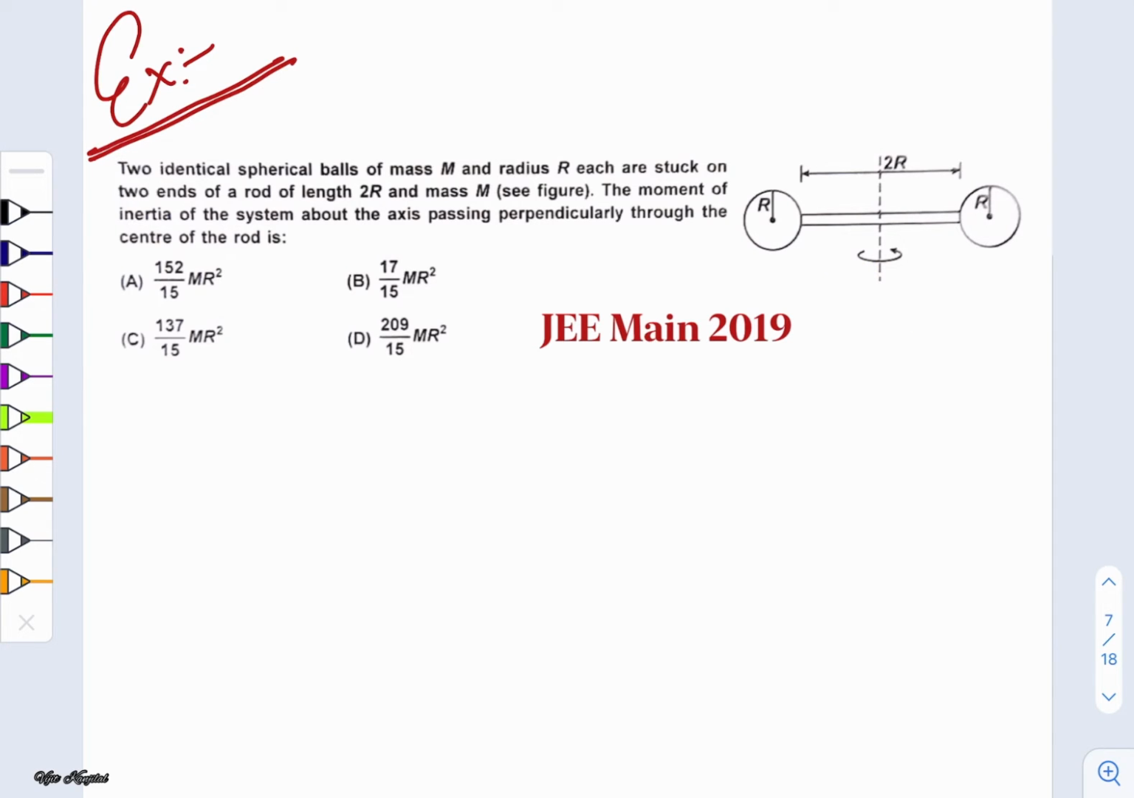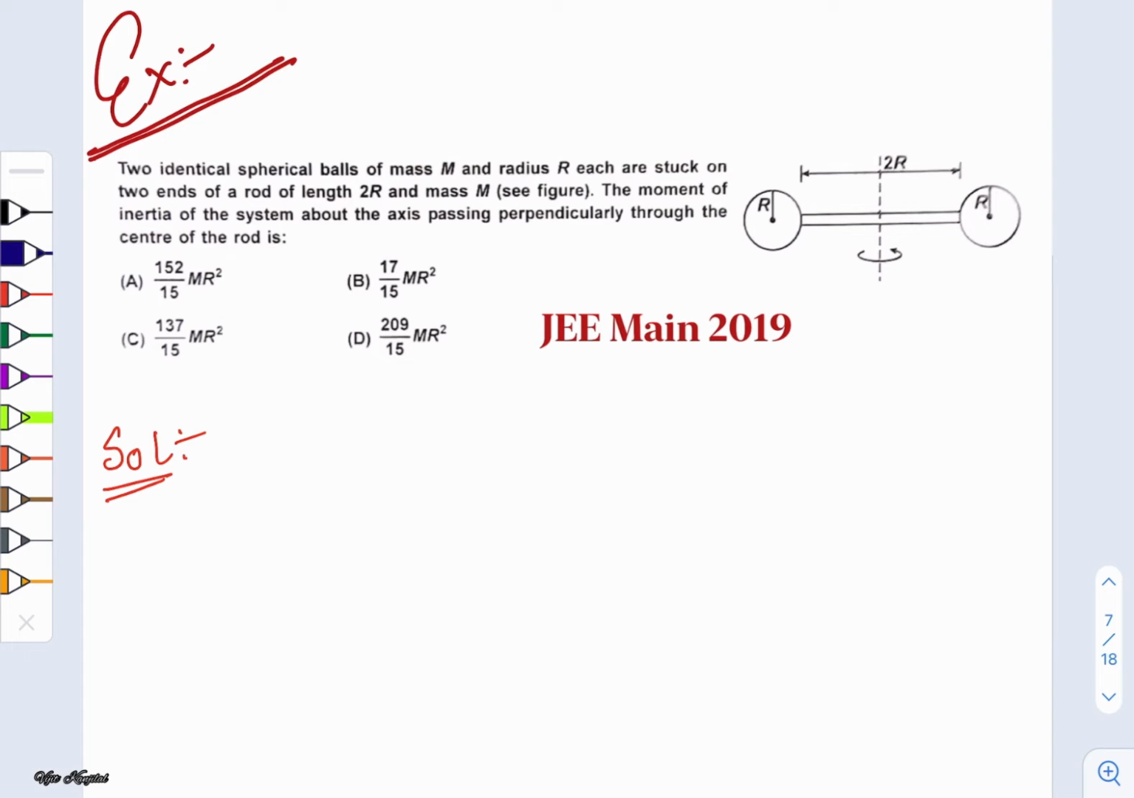So this is a pretty straightforward question. So let's solve it. If we look at this figure closely, we can see that this entire structure is made up of primarily three rigid bodies: there is a rod and there are two spheres attached at its ends. So let's start calculating the moment of inertia of each component of this structure, and finally we will add the moment of inertia of each component to obtain the total moment of inertia of this entire structure with respect to this axis of rotation.